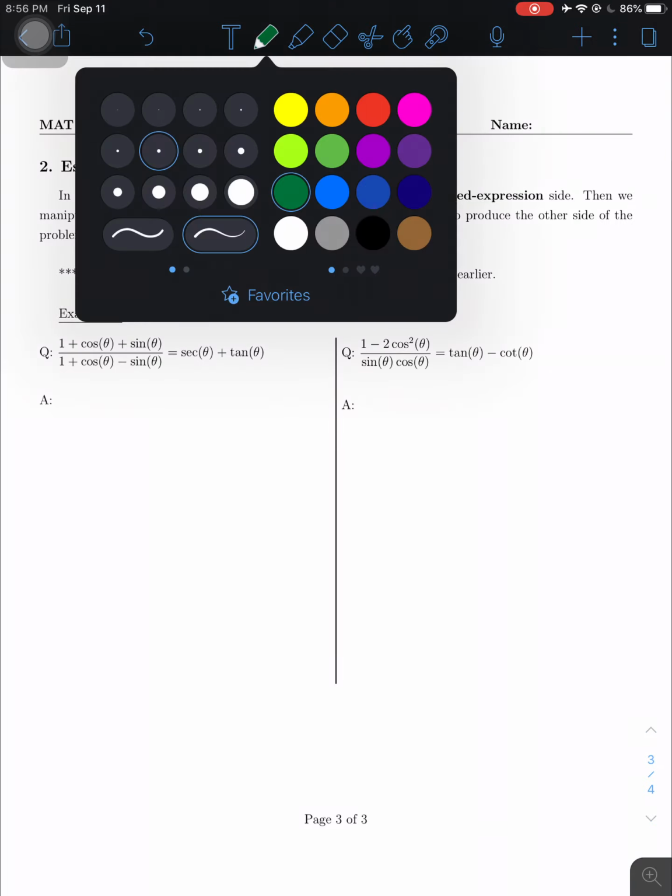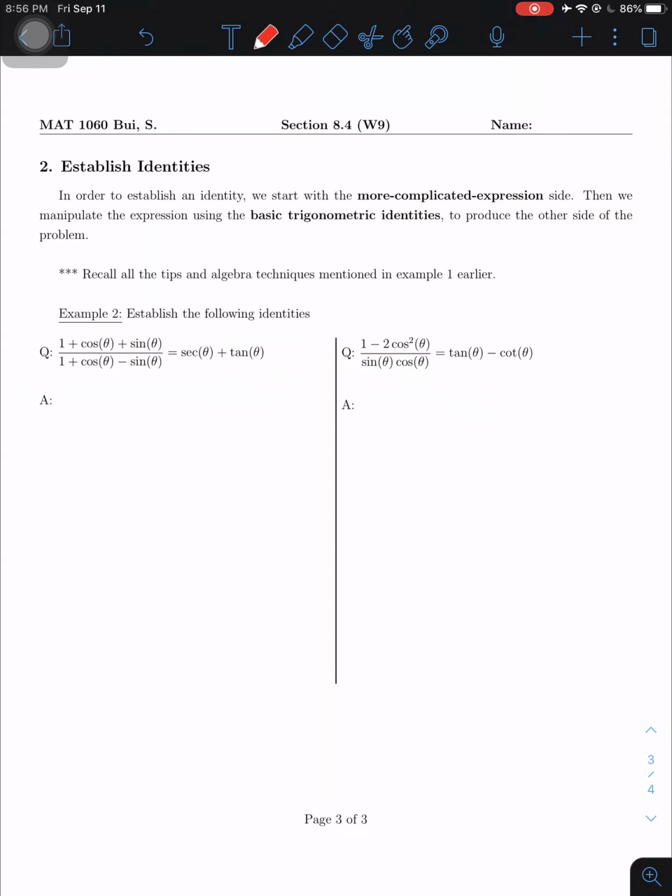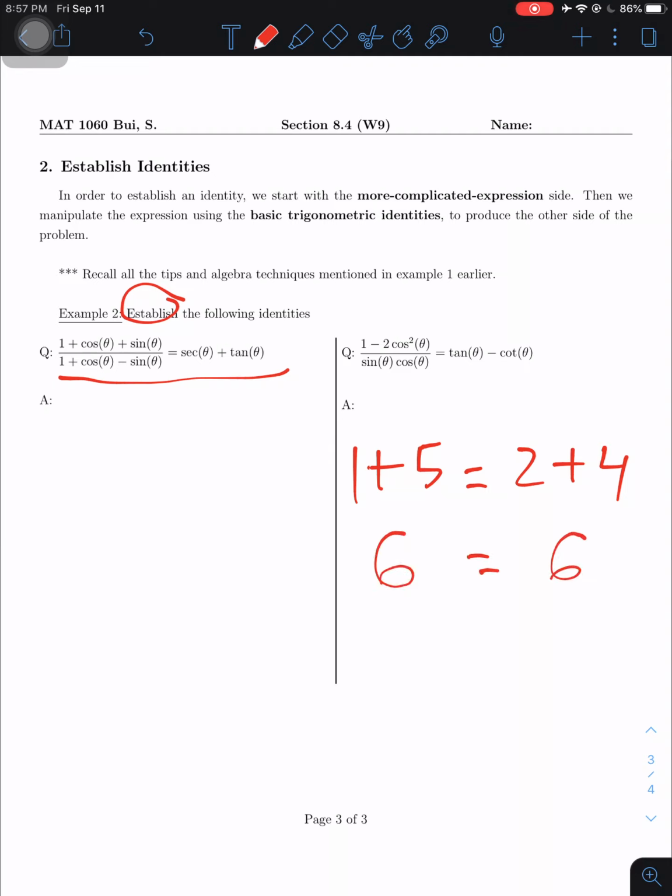For my part, I have this identity and I have to establish it, right? So one thing about establishing is that you cannot do a 2-column thing. Okay, what does that mean? Say I'm asking you to do something like 1 plus 5 equals 2 plus 4. We all know that they both equal 6, right? But you cannot give me something like this. This is not acceptable at all.